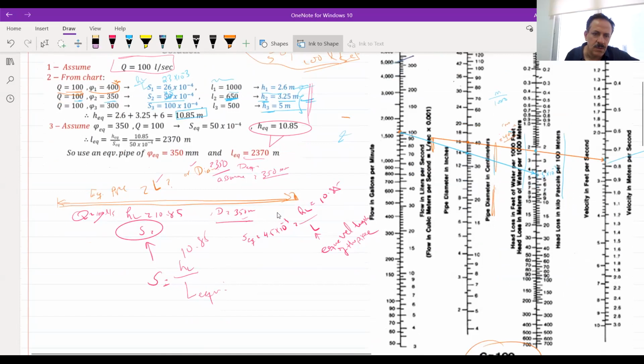Yeah. How did you get that S equivalent at first, after assuming the diameter equivalent to be 350 and the Q to be 100? Yeah, so what should we do? I will go back to the same nomograph and I will take 100, 350, and I will find the S, the S for this equivalent pipe.